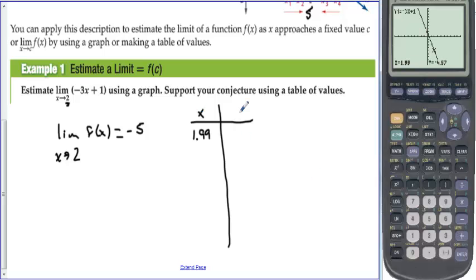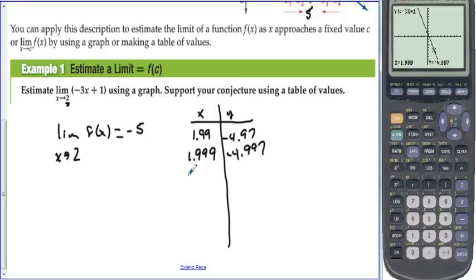So here's the x value, here's the y value. It's negative 4.97. How about 1.999? We'll go back to the home screen. 1.999. Press enter, and it's negative 4.997. Now that's approaching 2 from the left.